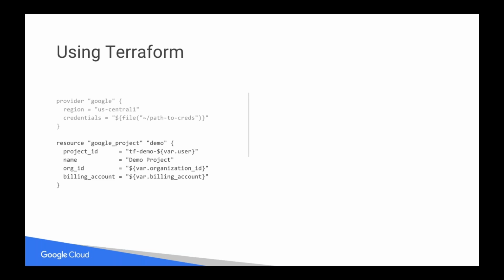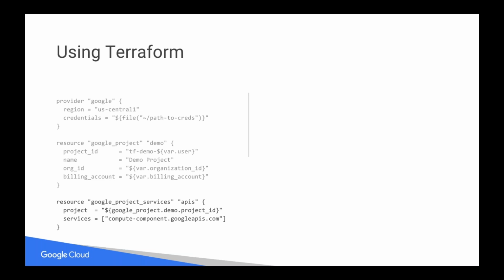After we've set up our provider, we create the project. And so in this one, we've called our resource demo, and the project ID is TF demo, and then whatever our user is, because we are assuming that we are setting up this project for a particular user. So we've put their name in the project ID. And we've passed in, like before, the organization and the billing account.